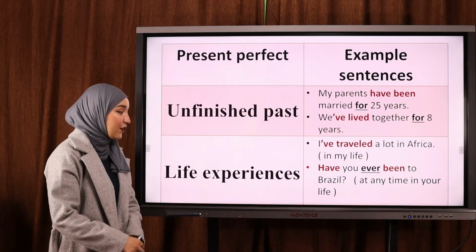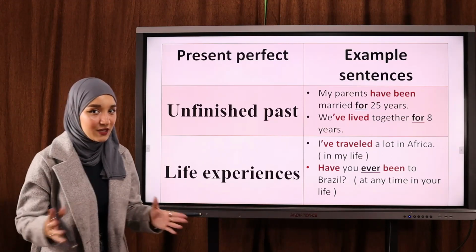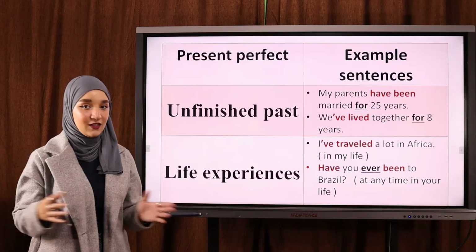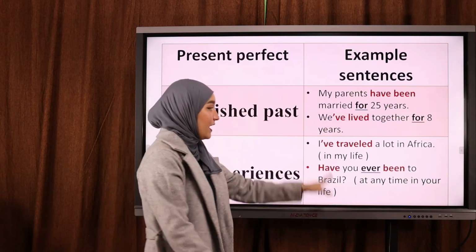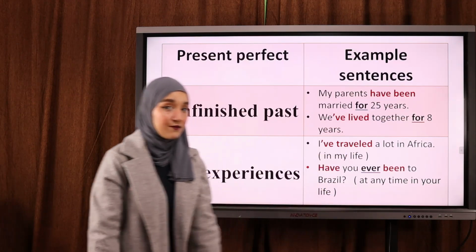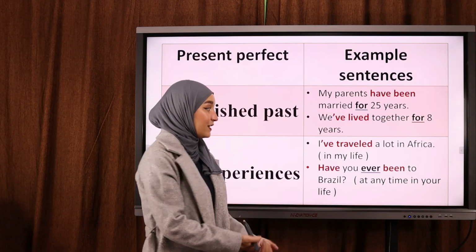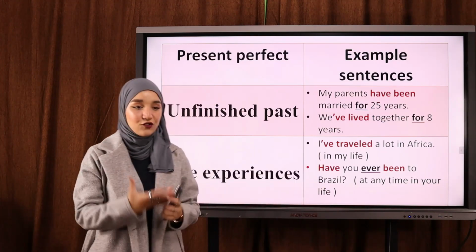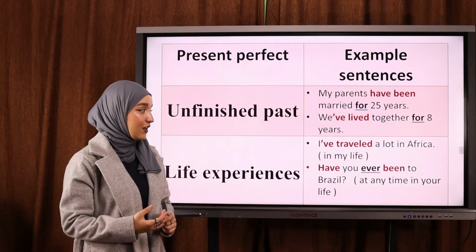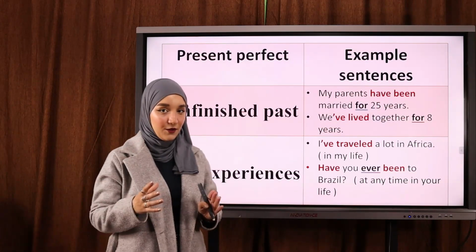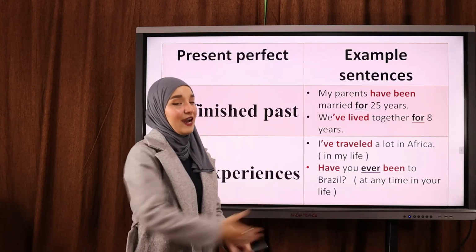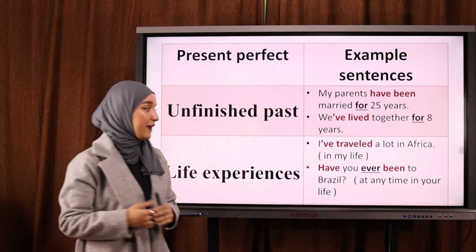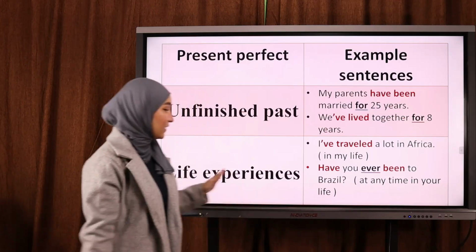We use it also to talk about life experiences, تجارب الحياة, anything that we have tried, أي تجربة, okay? Here's an example. I've traveled a lot in Africa. I have traveled a lot in Africa. And I have the words in my life in between brackets. So if I say I've traveled a lot in Africa, I'm talking في حياتي كلها, okay? سافرت كثيرا إلى أفريقيا. In my life, in my entire life, في حياتي كلها, okay? I've traveled a lot in Africa. This is a life experience.